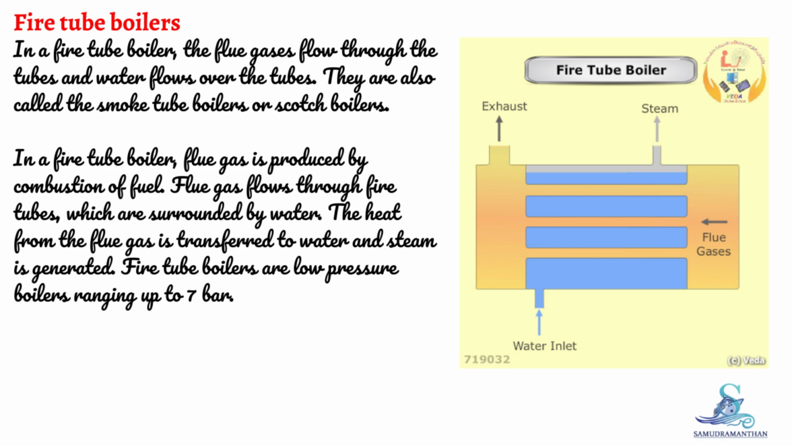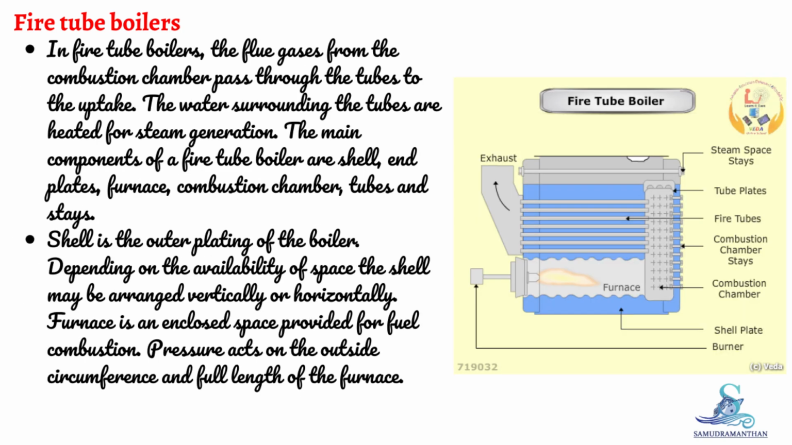Flue gas flows through fire tubes, which are surrounded by water. The heat from the flue gas is transferred to water and steam is generated. Fire tube boilers are low-pressure boilers ranging up to 7 bar. In fire tube boilers, the flue gases from the combustion chamber pass through the tubes to the uptake. The water surrounding the tubes is heated for steam generation.